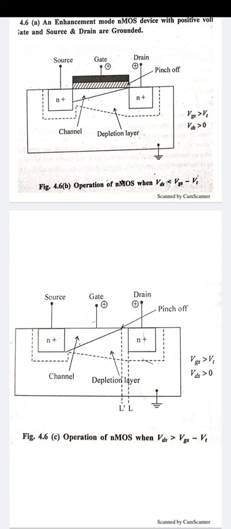Thus the drain current will saturate to a constant value, because when we increase the VDS beyond a particular value, the drain current is constant and the MOS has entered the saturated region of operation.